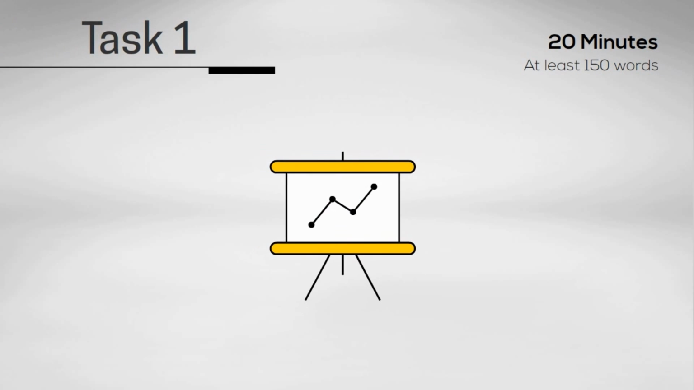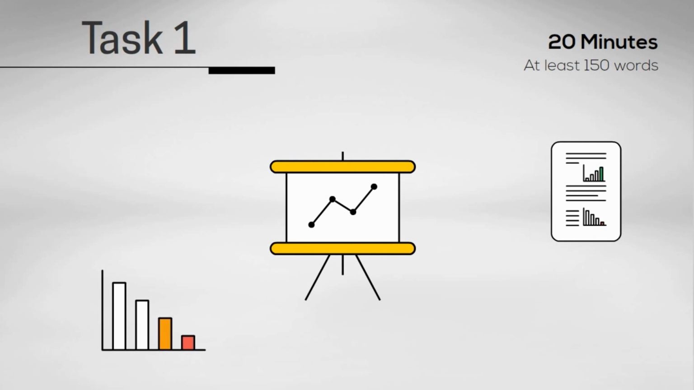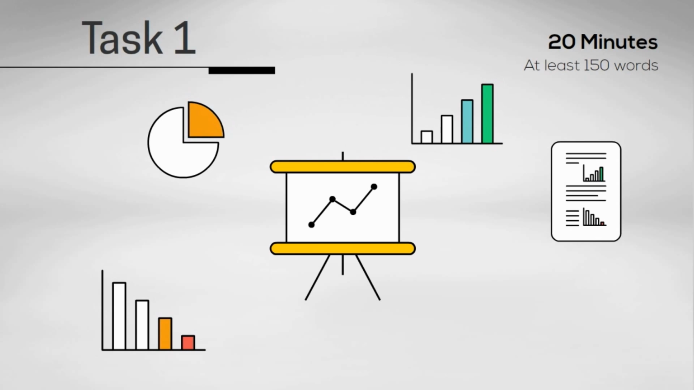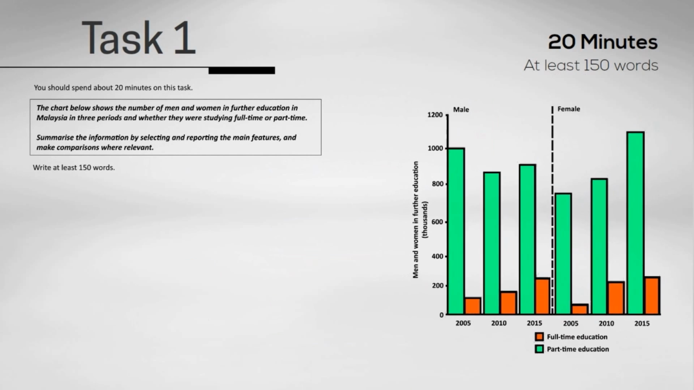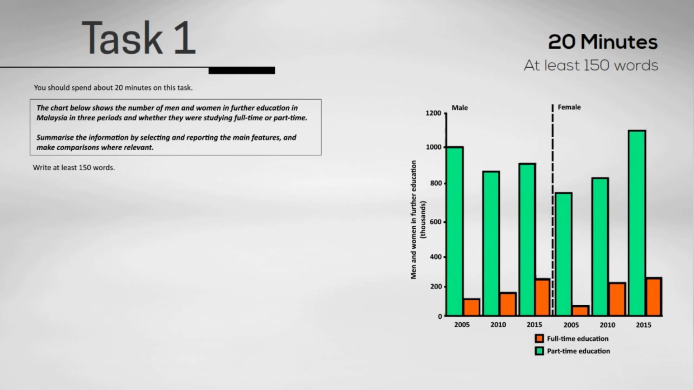Alright, let's look at Task 1 first. You'll need to describe a chart of some kind. This could be a graph, table, chart, or some kind of diagram, or a combination of these items. For example, look at the bar chart on the screen now. What does it show? What are the general trends you see?